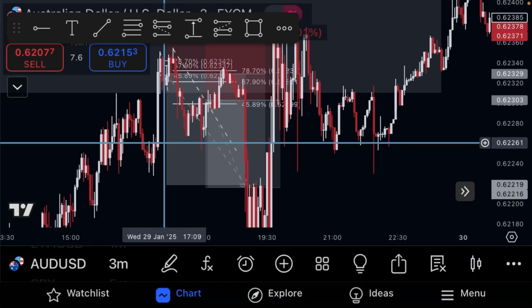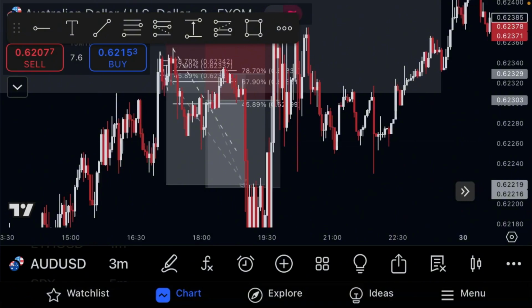But don't worry, I'm going to explain this in another video next week. But what I'm trying to tell you is that this is how you could combine the order blocks and the fair value gap to, you know, bring one better trade in the market.